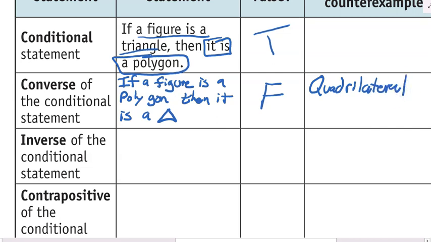That meets the criteria for the new hypothesis of the converse. If a figure is a polygon, it is a polygon, but it is not a triangle. So that is a counterexample.